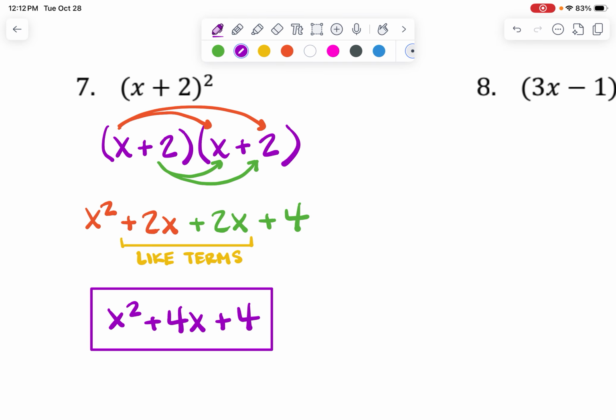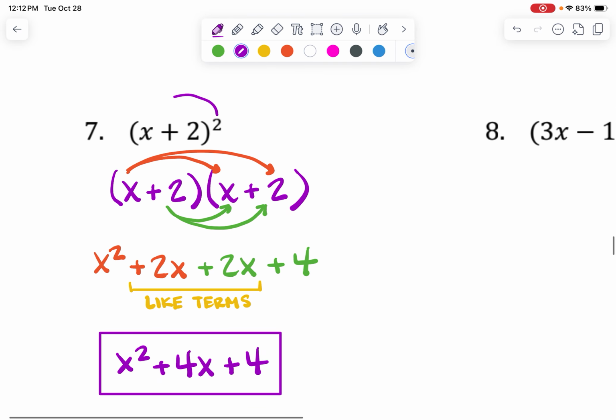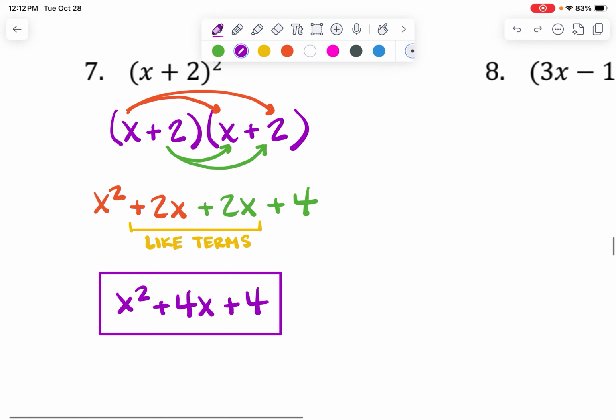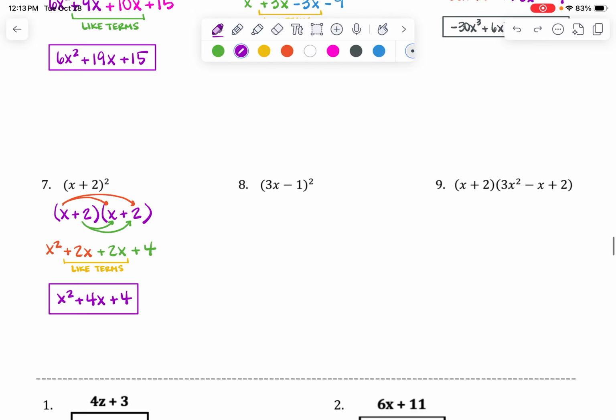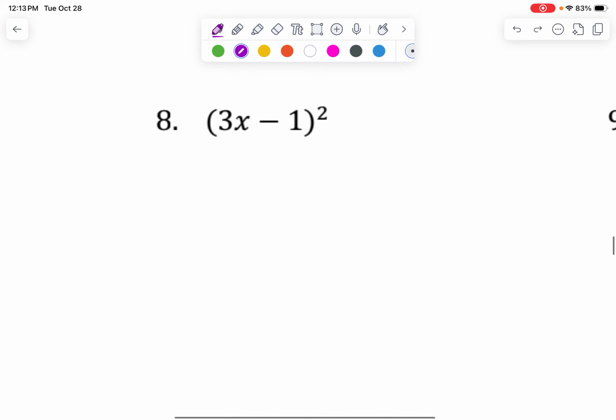So hopefully you can see why it would be wrong to just square the two things inside, because if you do, you're just going to get x squared plus 4. So you're missing out on all the goodness that's happening in the middle, and we don't want to lose out on that, because that's a third of our answer. Okay. Number 8 is the exact same.